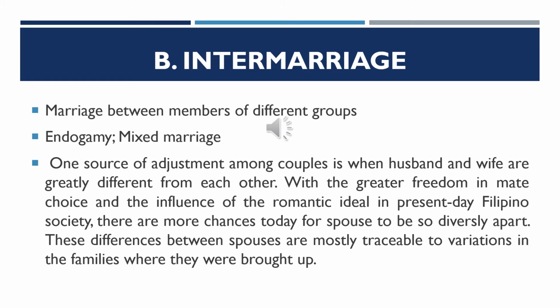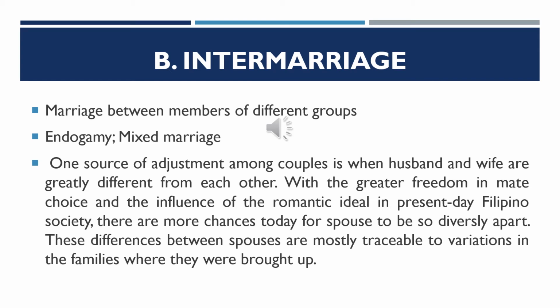Next, we have intermarriage. So, in the period of adjustment, malaking adjustment yung kailangang suungin ng mag-asawa sa tinatawag nating intermarriage. Intermarriage is marriage between members of different groups or endogamy or mixed marriage. For example, si Pilipina nag-asawa ng Canadian, si Pilipina nag-asawa ng Australian, or si Pilipino nag-asawa ng Amerikana. So that is what we call intermarriage.